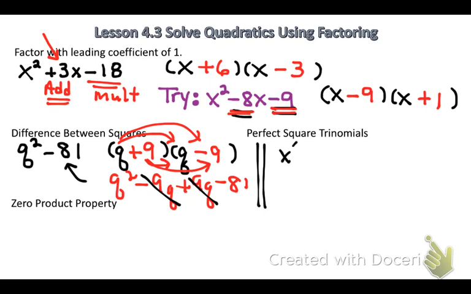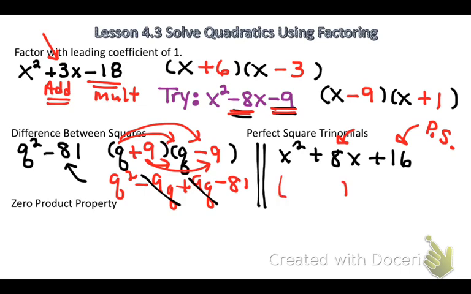Given x squared plus 8x plus 16, we recognize that this is a perfect square trinomial because our c value is a perfect square and our b value is the square root doubled.